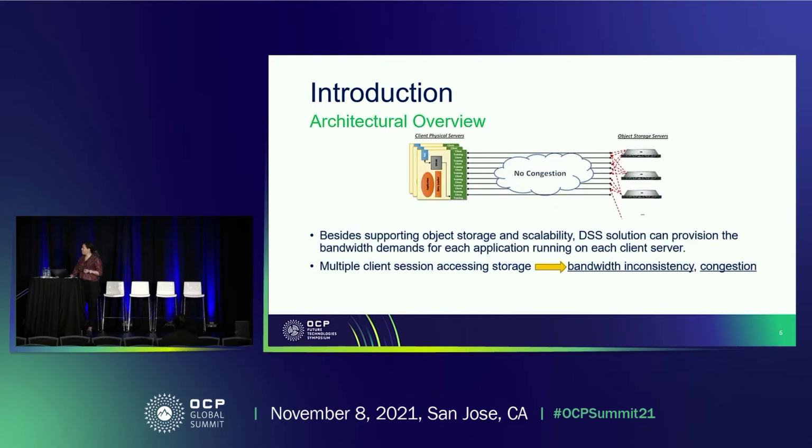Let's take a quick look at the overview of our architecture. We have client servers on one side, running all these deep learning or AI applications on their GPUs. These sessions are running and requesting data over the network, and they access our object storage server with consistent, high bandwidth and no congestion.